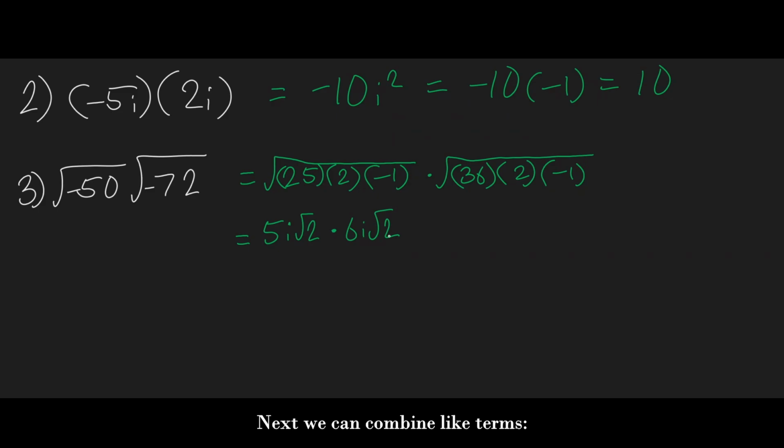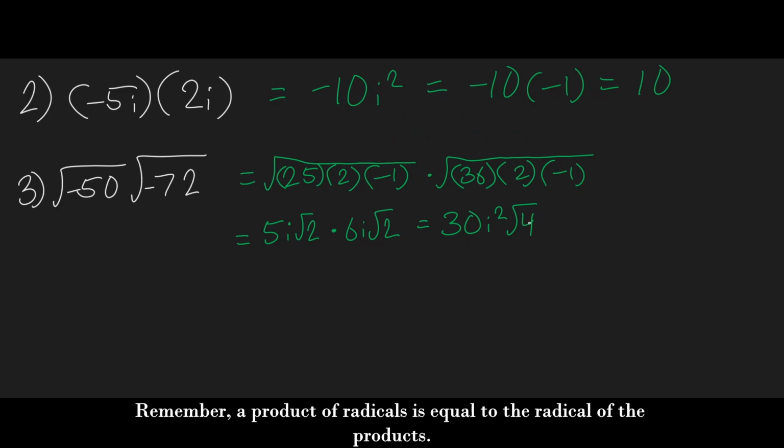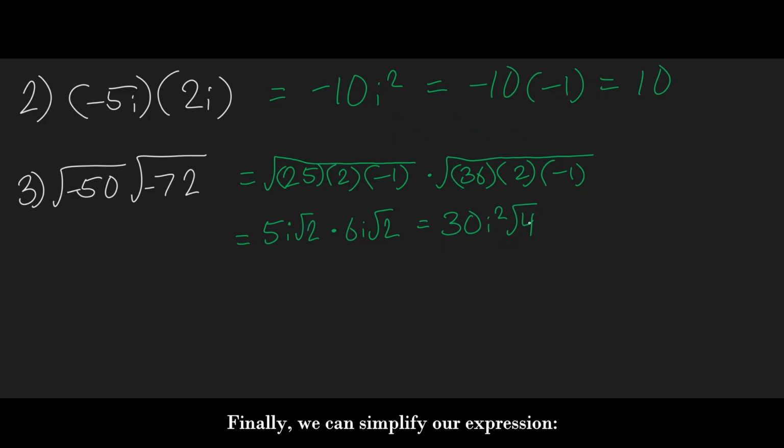Next, we can combine like terms. 30i squared square root of 4. Remember, a product of radicals is equal to the radical of the products. Finally, we can simplify our expression. 30 times -1 times 2, which equals -60.